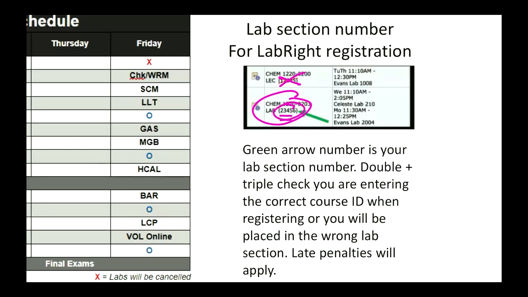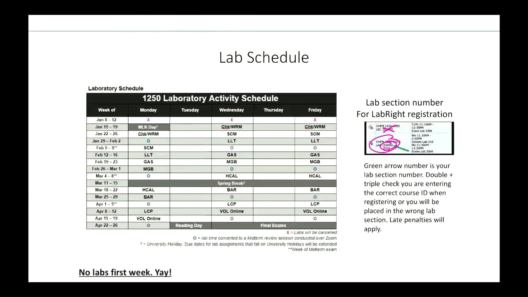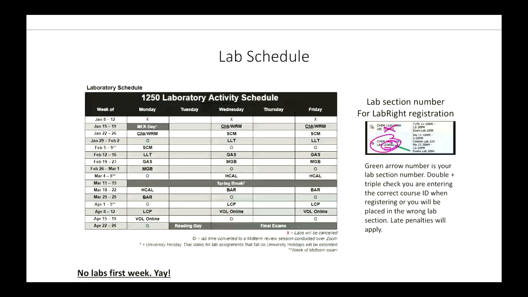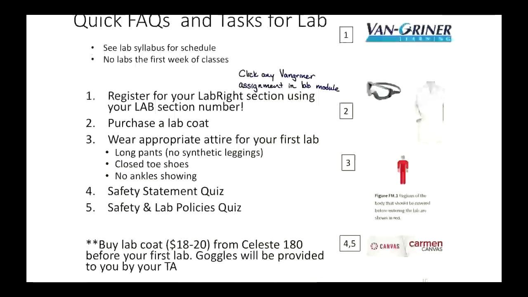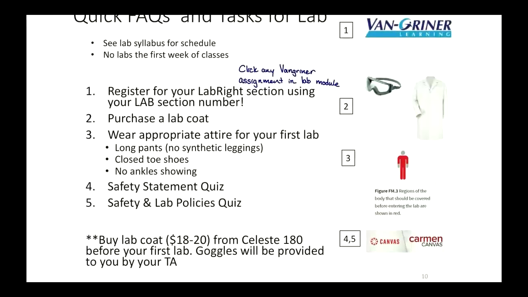You want your lab section number when you register. So look at your appropriate Buckeye Link schedule. This is just a fake one. But you'll need that to register for the correct section in LabRight. Okay, so facts and tasks for lab.